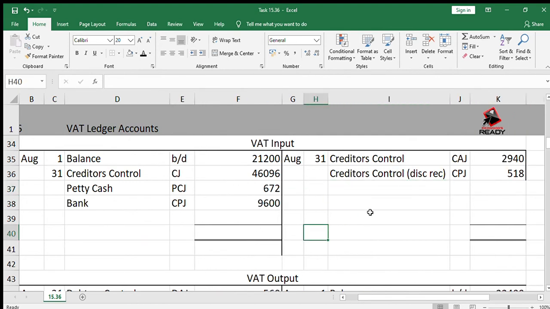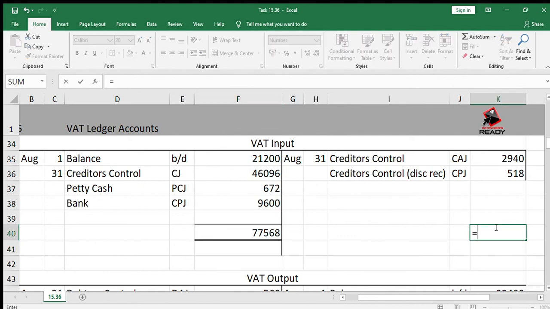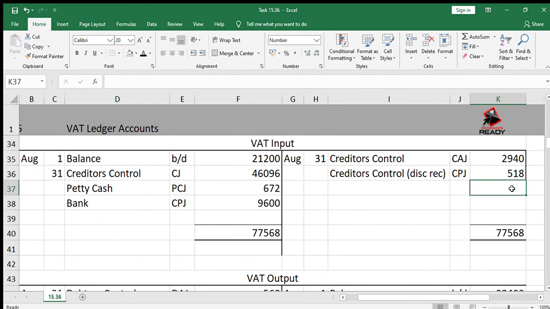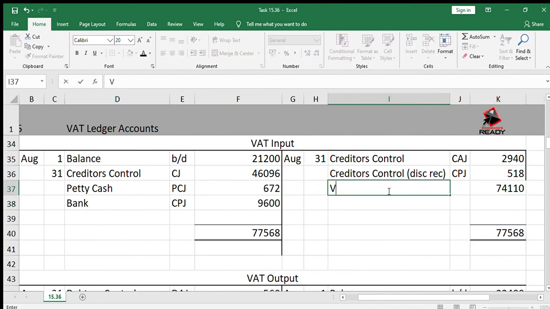Okay, so if you look at our VAT input account, the debit side is bigger. We're going to put that total in on both sides, 77,568, and just take the 77, work out the difference. Okay, and this difference will go to the VAT control account. The transfer happens in the General Journal.